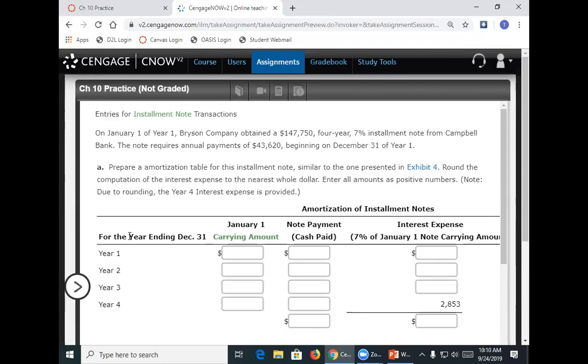On January 1 of year 1, Bryson Company obtained a $147,750 4-year 7% installment note from Campbell Bank. We're making annual payments of $43,620 beginning on December 31st. They want us to prepare that amortization schedule. So in year 1, what's my carrying amount? Very good. It's the full amount that I owe. The $147,750 is the year 1 carrying amount.